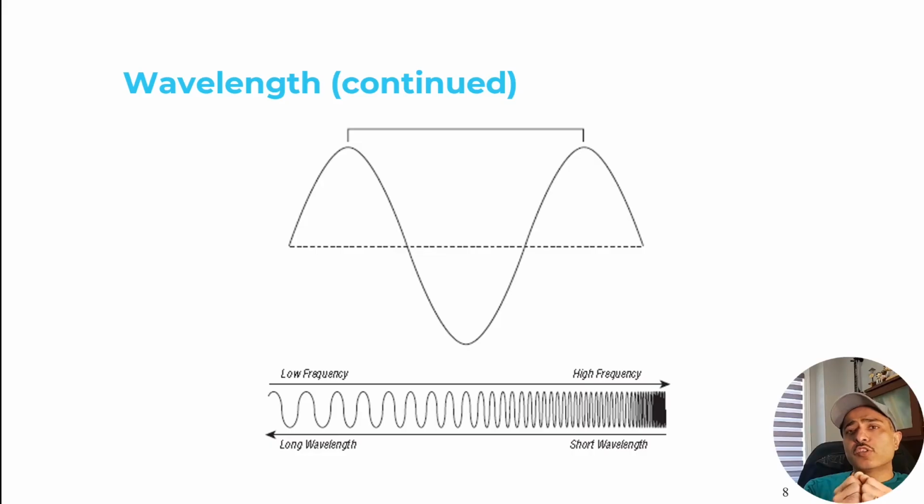So the distance between the two points is as you can see right here. If you look at the diagram at the bottom, you will notice that the distance between the two peaks is going from higher to smaller, right? So that's the main difference.